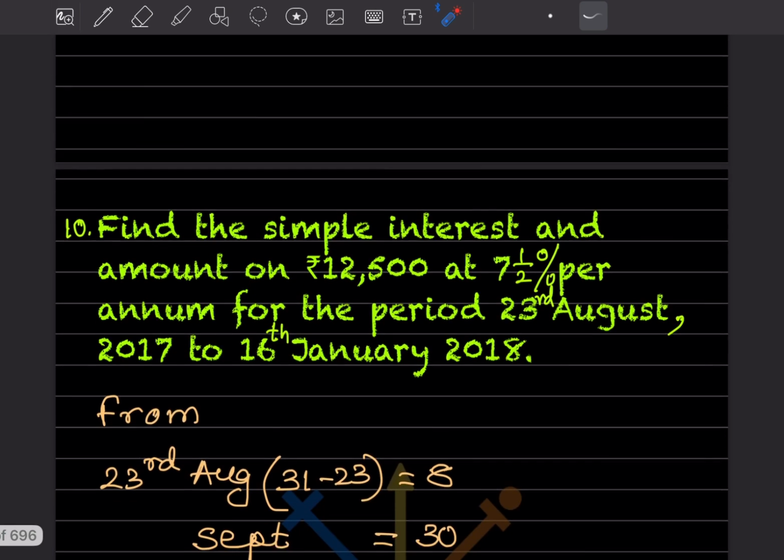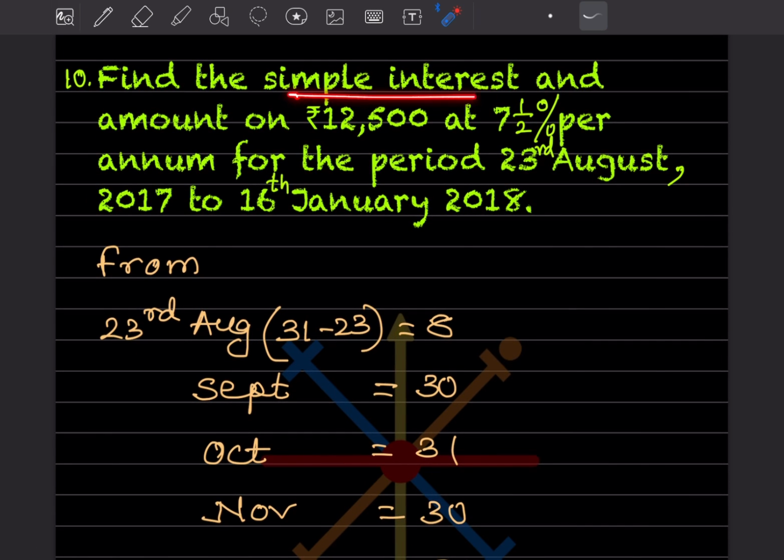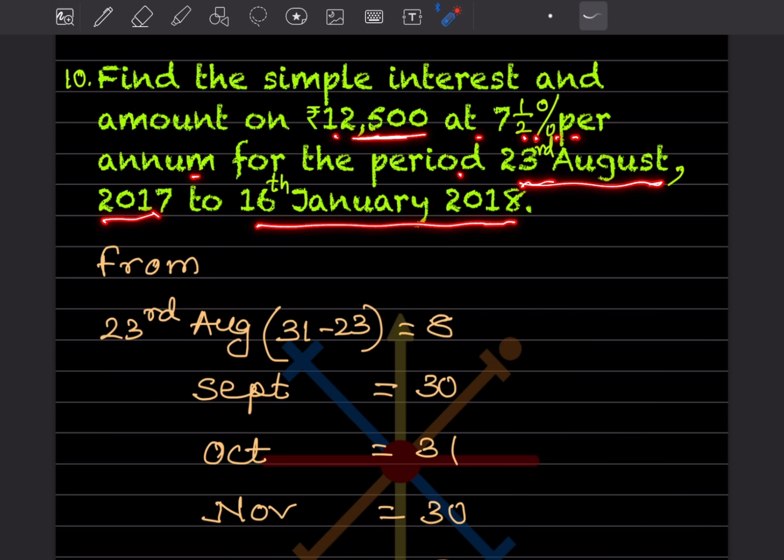Find the simple interest and amount. Here we have to find the simple interest and amount on rupees 12,500 at 7.5% per annum for the period given as 23rd August, 2017 to 16 January 2018. So what will you do first?